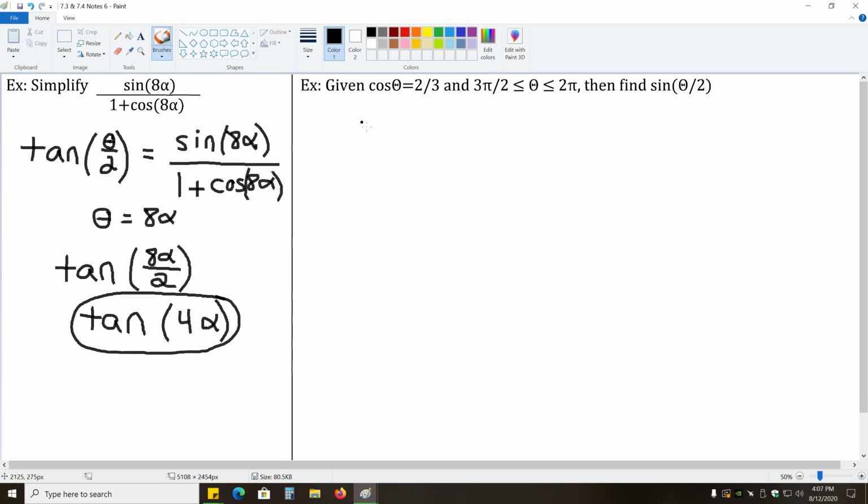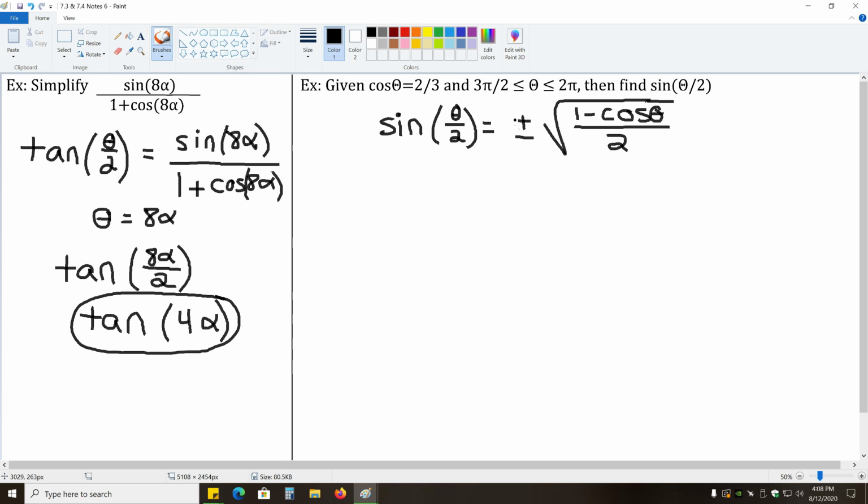All right, continuing on from here, we now are given cosine of theta equals 2/3. Theta is greater than or equal to 3 pi over 2 and less than or equal to 2 pi. With that, we want to find sine of theta divided by 2. So the first thing we should note here is our formula for sine of theta divided by 2. Sine of theta divided by 2 is equal to plus or minus the square root of 1 minus cosine of theta all over 2.